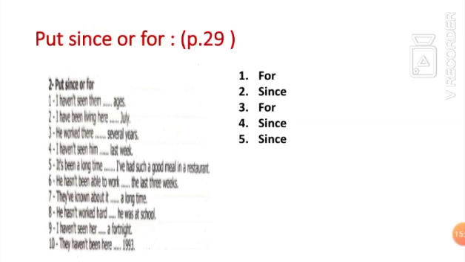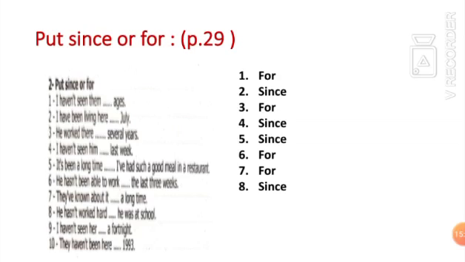Number 6: He hasn't been able to work for the last 3 weeks. Number 7: They have known about it for a long time. Number 8: He hasn't worked hard since he was at school. So pay attention, since is preceded by present perfect and it's followed by past simple. Again, since is preceded by present perfect and it's followed by past simple.